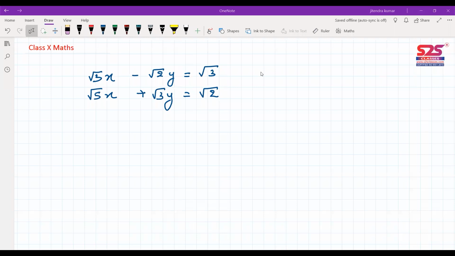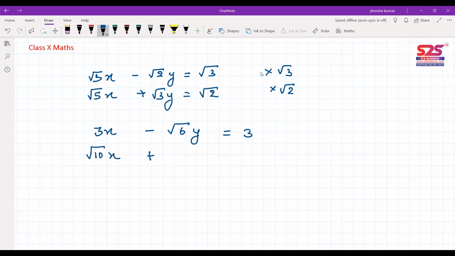So we had to apply the elimination method here. If you apply the elimination method for y, we need to multiply the first equation by root 3 and the second equation by root 2. If we do so, then check it. In the first equation, we will have root 3 into root 3, that will give us 3x minus root 6y is equal to 3. And in the second equation, we will have root 10x plus root 6y is equal to 2.